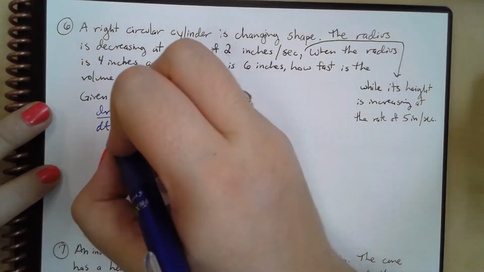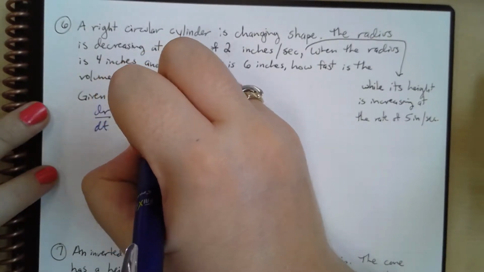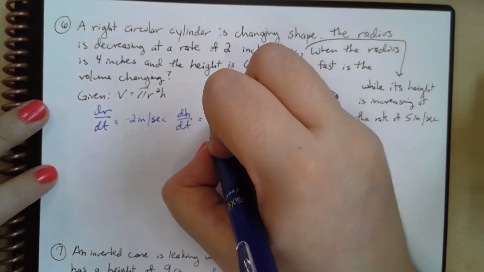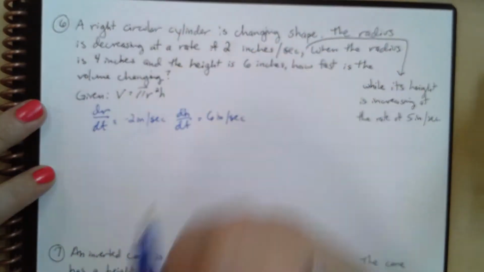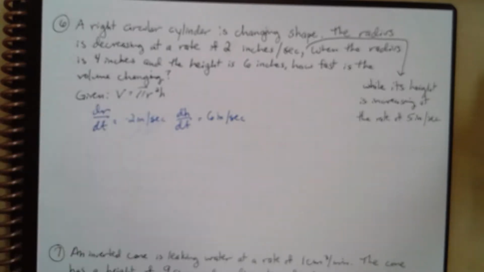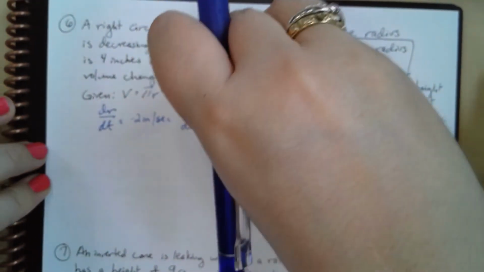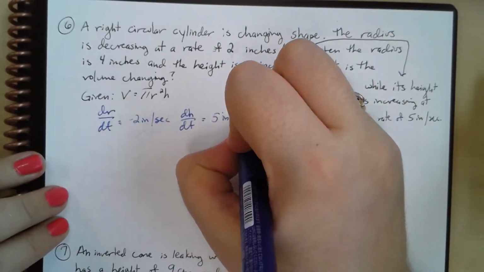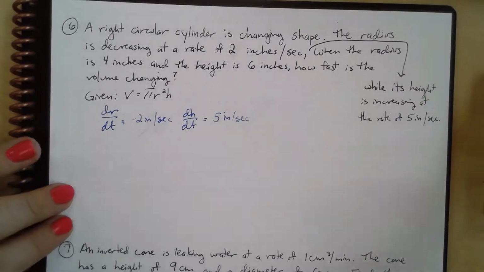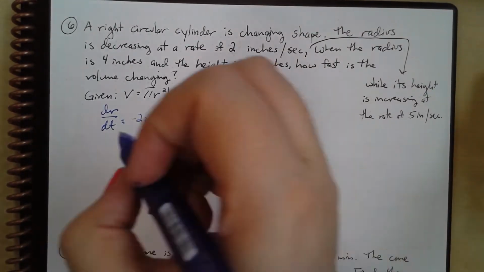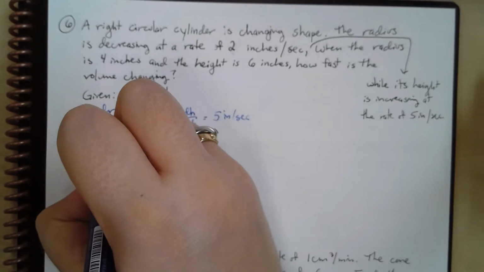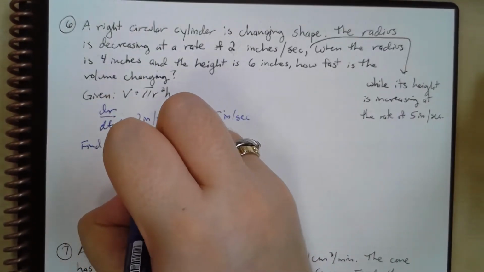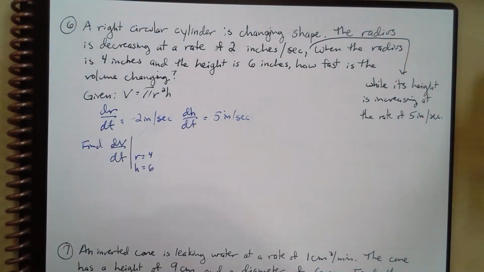Well, dr over dt is going to be negative 2 inches per second. And dh over dt is going to be, oh, not 6, 5. Gosh, I must be tired at the end of the day to do this. 5 inches per second. So we're going to find dv over dt when r is equal to 4 and h is equal to 6, right?